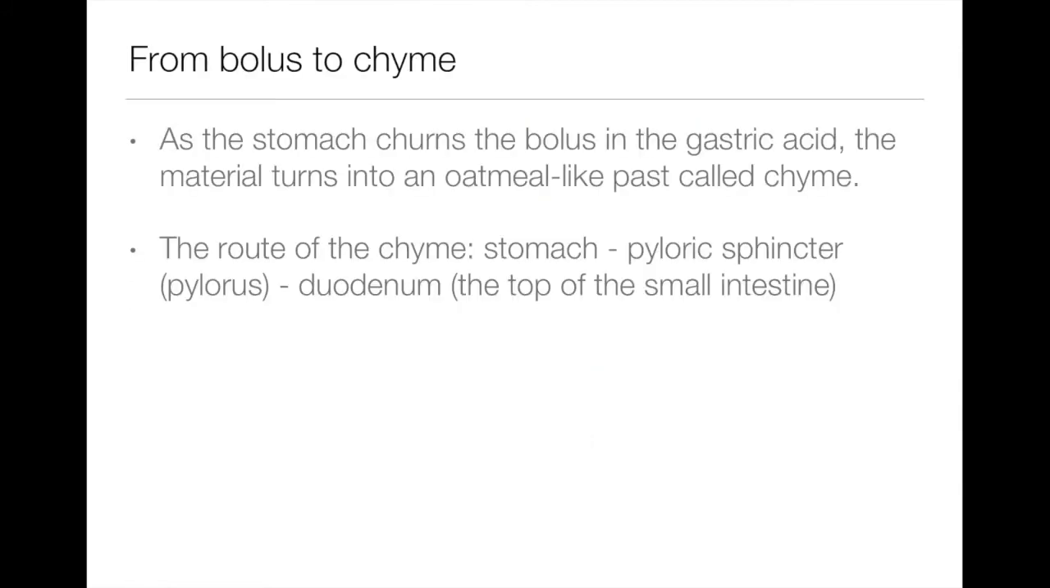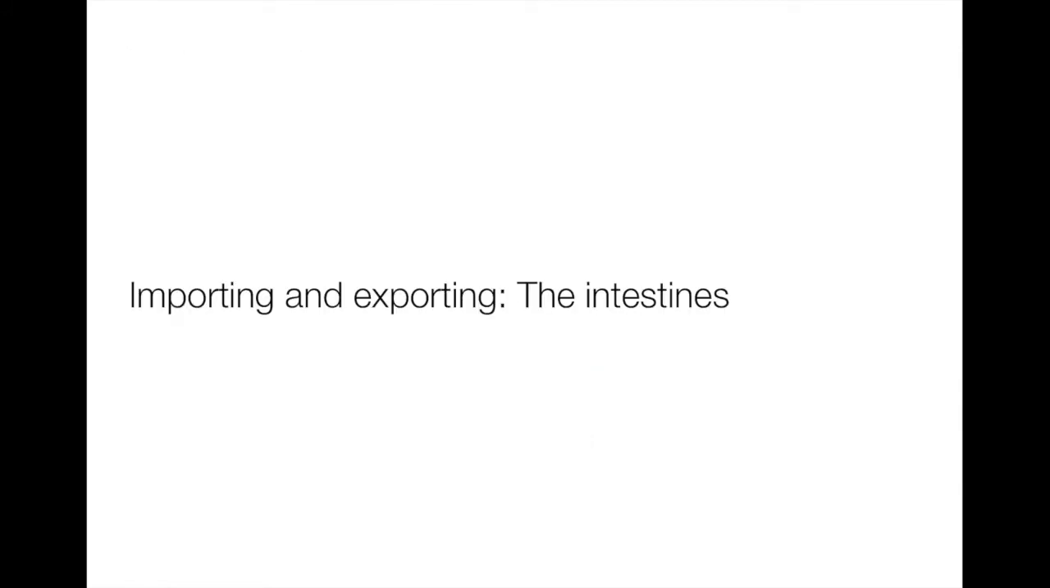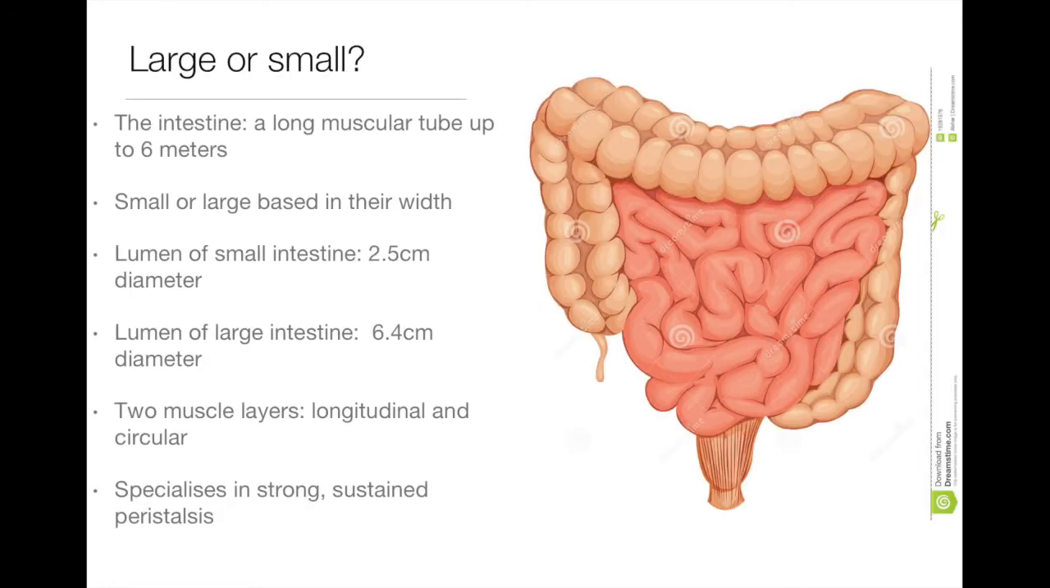Okay, now let's go to the intestines, importing and exporting. First of all, the intestine is a long muscular tube, about 6 meters or 20 feet, that extends from the pyloric sphincter to the anal sphincter. But how does 6 meters of tubing fit into a relatively small space that's also crowded with other organs? It becomes narrow and convoluted.